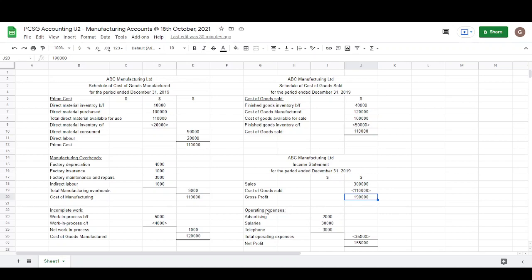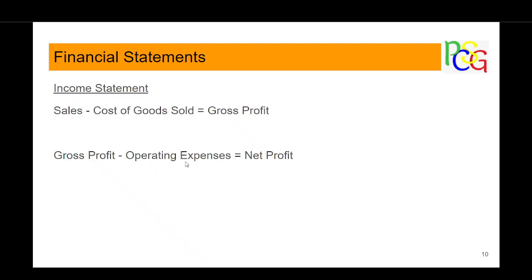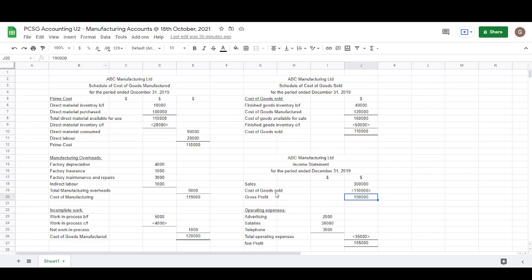Okay, and then now, according to our notes, we have to deduct our operating expenses to give us our net profit. So let's say we only have 3 operating expenses for this particular company. They had advertising expense, salaries expense, and telephone. So let's say those are 2,000, 30,000, and 3,000 respectively. And we total those to give us our total operating expenses. We deduct them. That's why I have my angle bracket once again. We deduct them from our gross profit, and that will give us our net profit of 155,000. Okay, so that is the end.